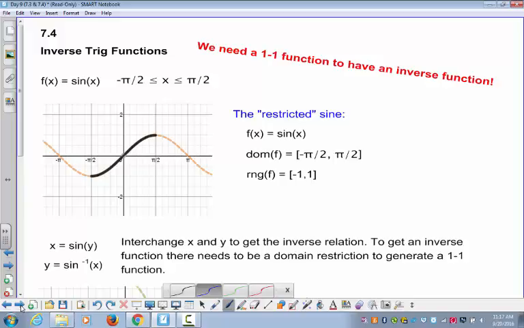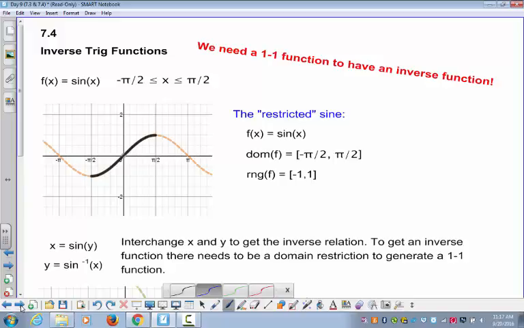Now, this is what Jessica's really anxious to talk to you guys about, inverse trig functions. You dealt with inverses in college algebra. And there was one really important property that a function had to satisfy in order to have an inverse that was a function. And what was that property? Right? Had to be 1-to-1.